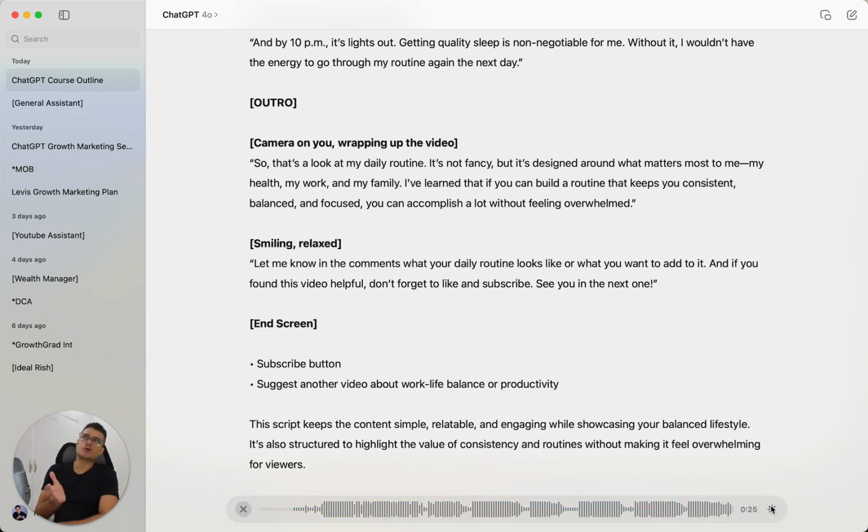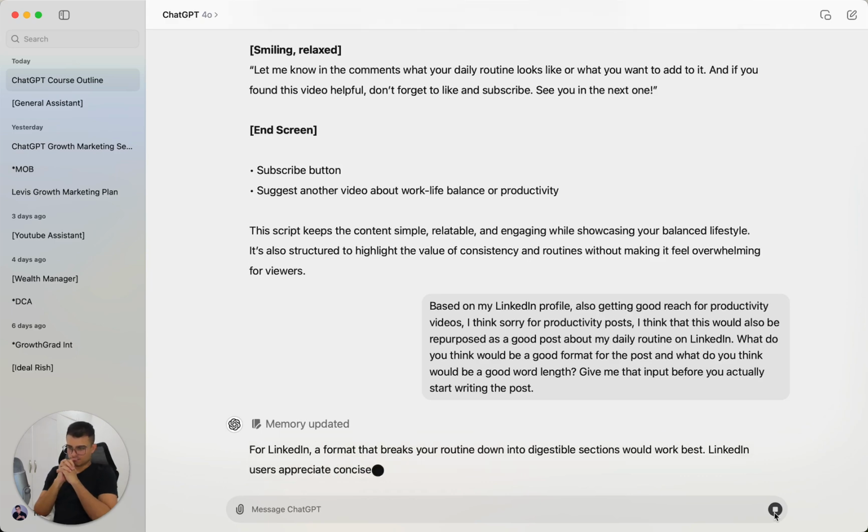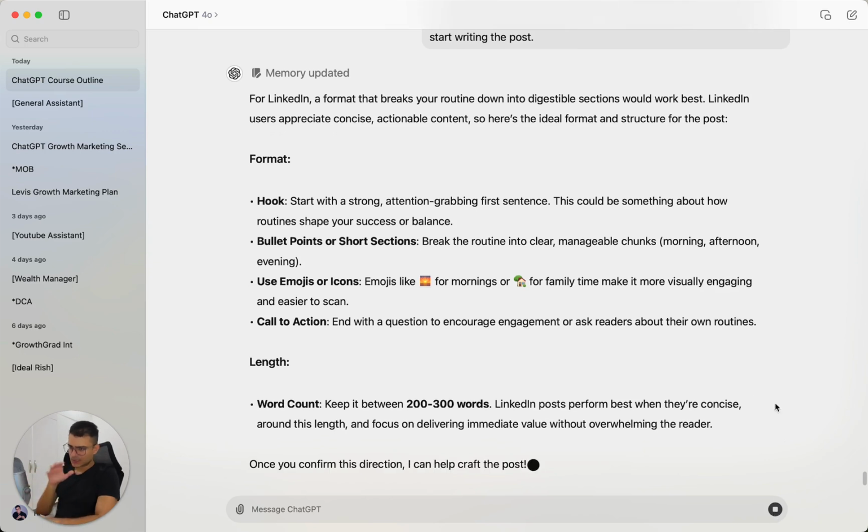Now, this is an important additional step that I wanted to show you. Instead of just saying, yeah, you have everything that you need to know, just write a post, I just want to make sure that it's going to adapt it for LinkedIn. And that's the reason why, see, this is what I like, right?